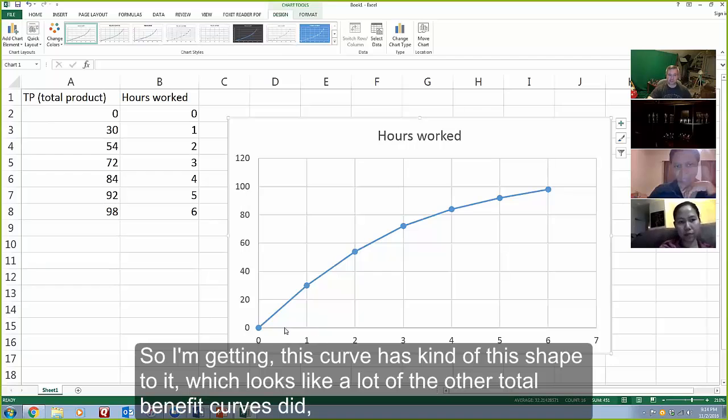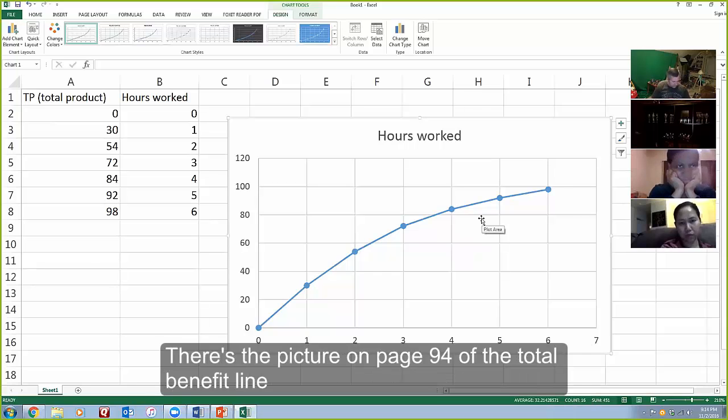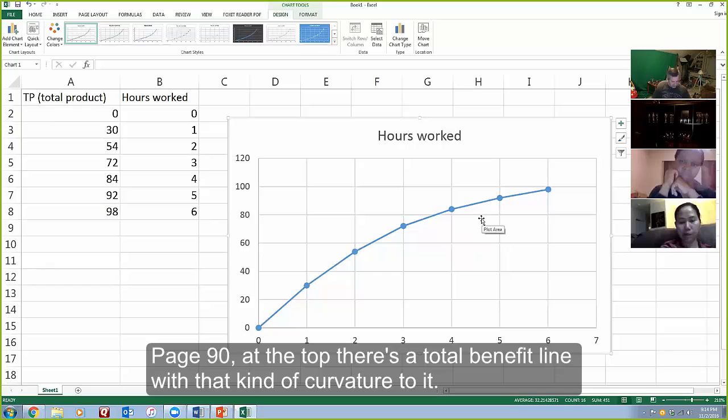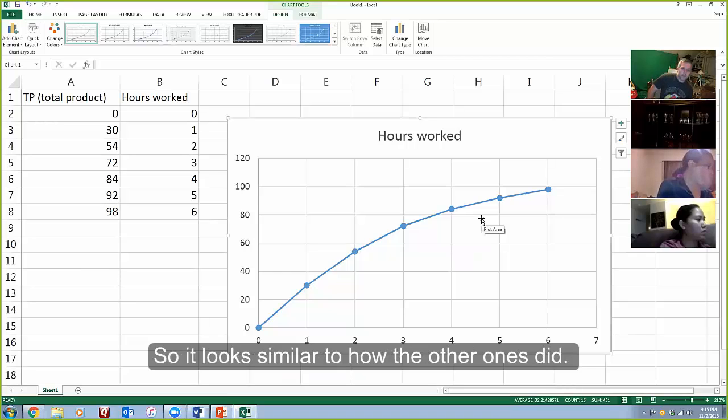So I'm getting this curve that has this shape to it, which looks like a lot of the other total benefit curves did. There's the picture on page 94 of the total benefit line. And if you're not getting these page numbers, you can always go back and watch the video as I throw out these page numbers. Page 90 at the top, there's a total benefit line with that kind of curvature to it. So it looks similar to how the other ones did.